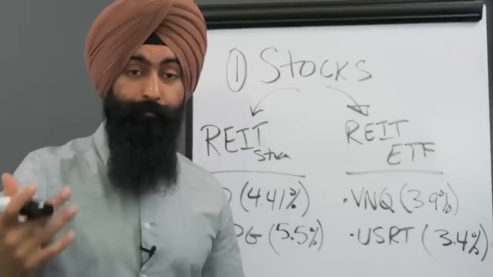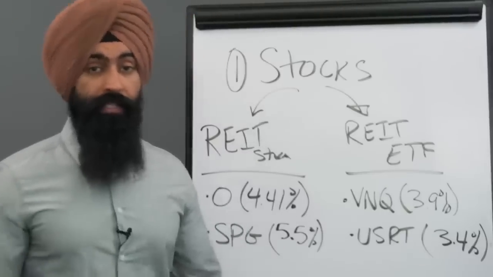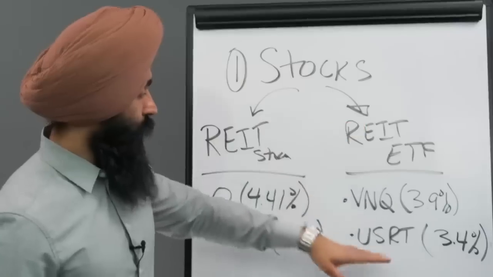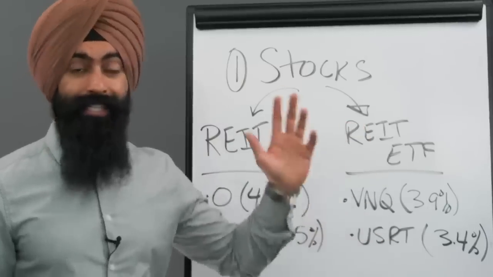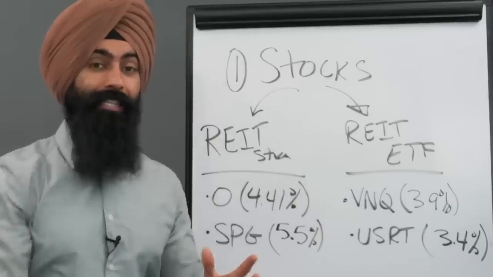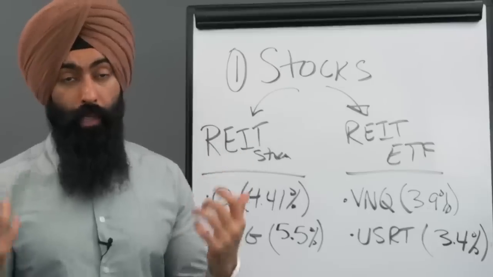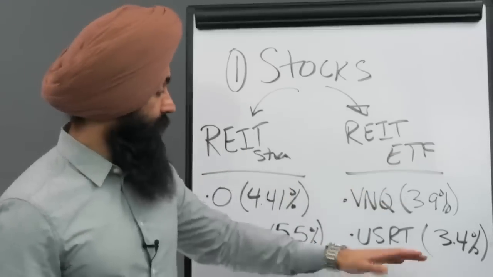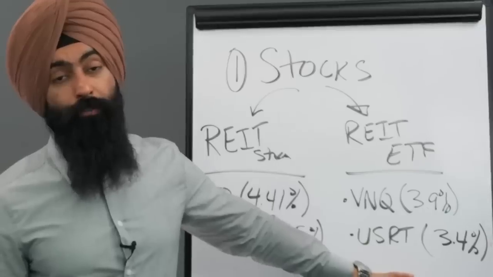If you really want to get exposure to REITs and you want to limit some of your risk, you can also look at investing in some REIT ETFs, something like VNQ or USRT. These are two different REIT ETFs that give you exposure to a basket of different REIT companies. That way you can lower some of your risk. And VNQ at the time of recording is paying 3.9%. USRT is paying around 3.4%.